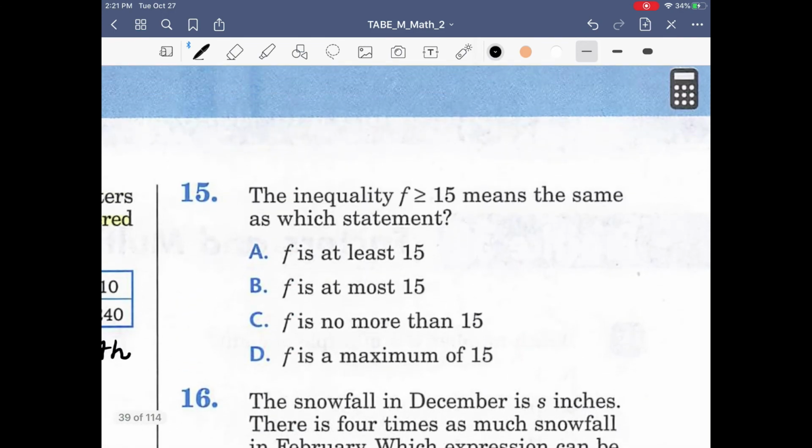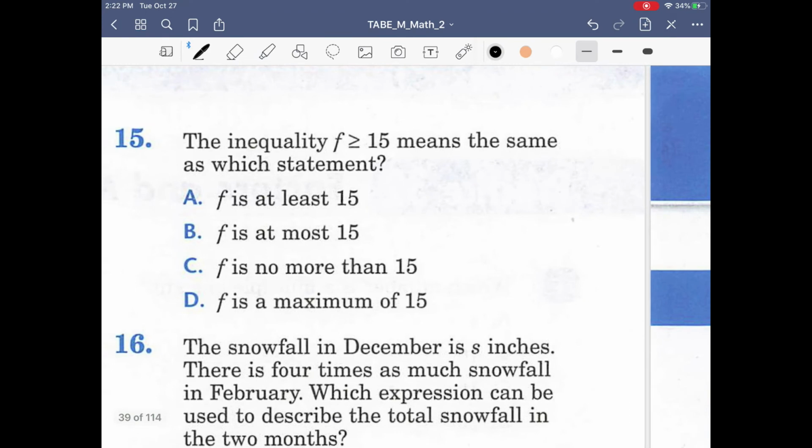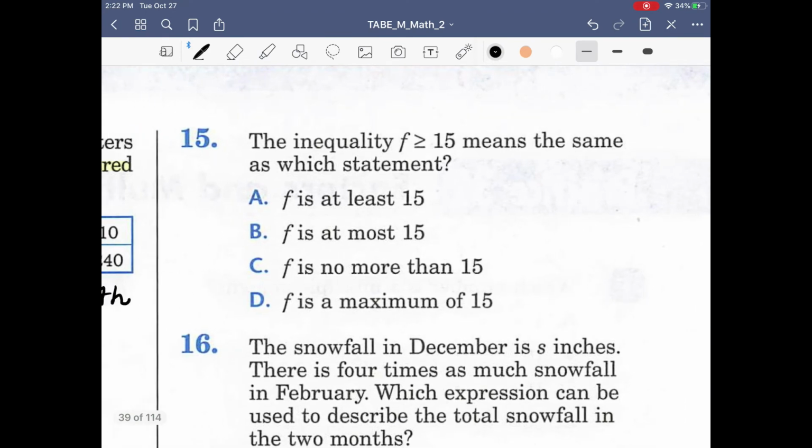Number 15. The inequality f is greater than or equal to 15 means the same as which statement? I encourage you to graph the inequality. Greater than or equal to, that is a closed circle. And f is above 15. That means that it is in this area up here.